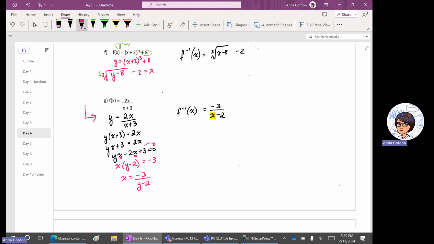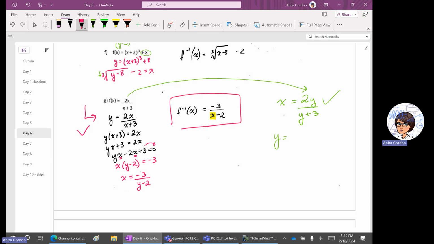If your brain did not like this and you prefer to just start off with x equals 2y over y plus 3, so you want to take the original equation and just swap the places of the x and y's and then solve for y, you're going to end up with exactly the same answer. So if your brain likes this way better, do it that way. That's fine. My brain appreciates this way better, but it's up to you. At the end of the day, if this is your final answer, you did it correctly.